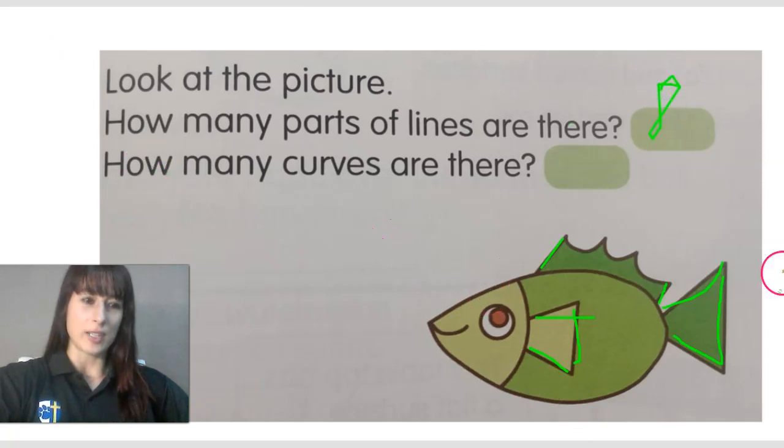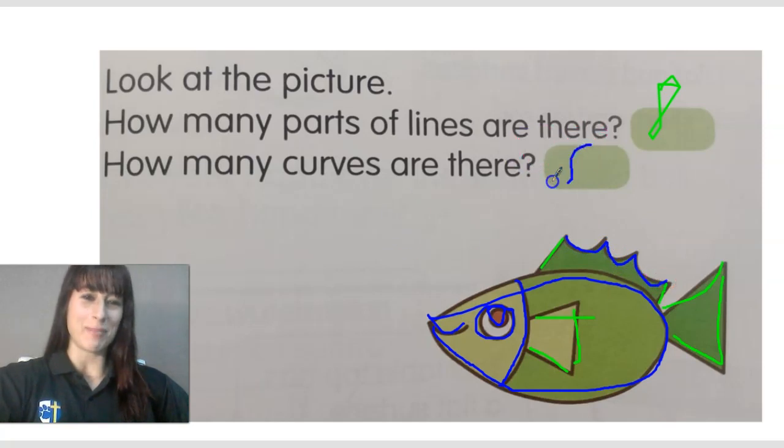And how many curves? Let's get different color. And I also recommend that you do the same thing when you practice at home. Different color for curves and different color for parts of lines. 2, 3, 4, it's a big one, 5, 6, 7, 8. Okay, so we have 8 parts of lines and 8 curves. Nice. We have a tie.